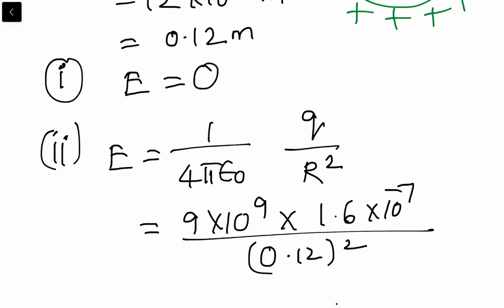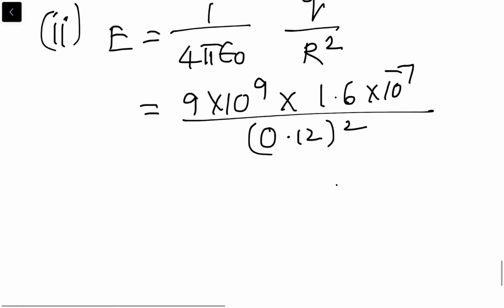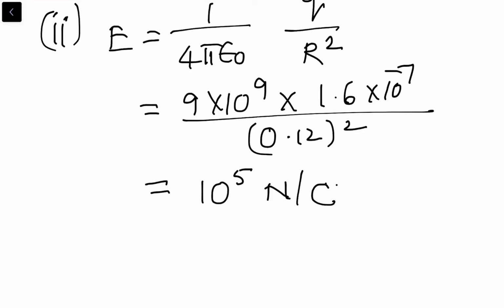Those calculations are simple, but I am not showing them to save time. It may take quite a long time. Once you simplify it, you will get the answer 10 to the power of 5, and the SI unit of electric field is Newton per Coulomb. So this is the answer for the electric field just outside the surface.